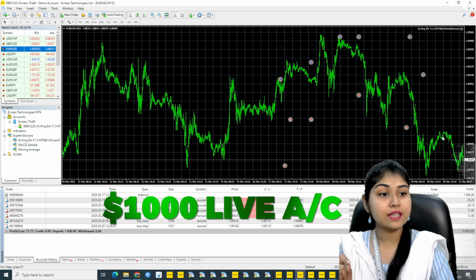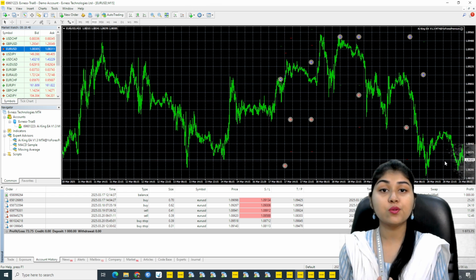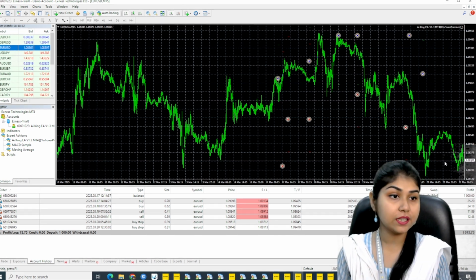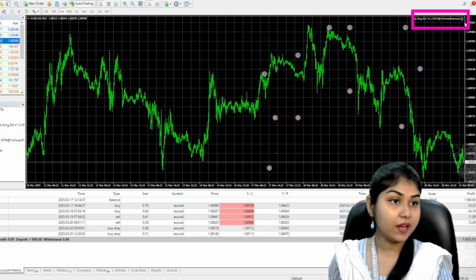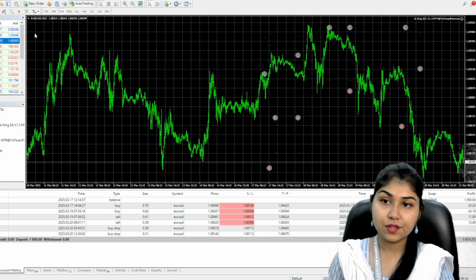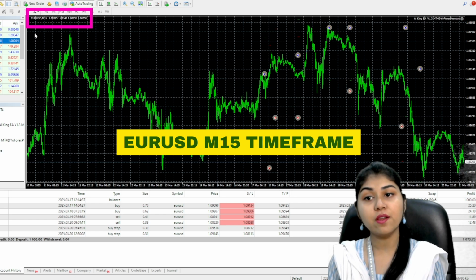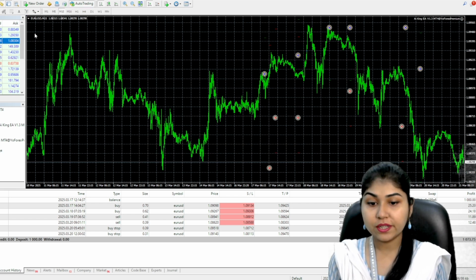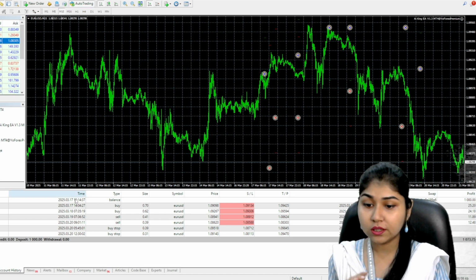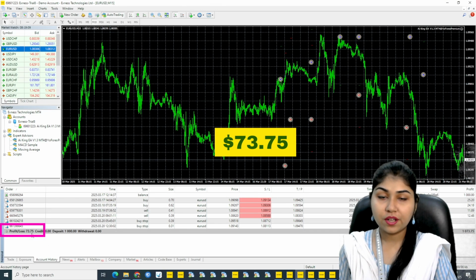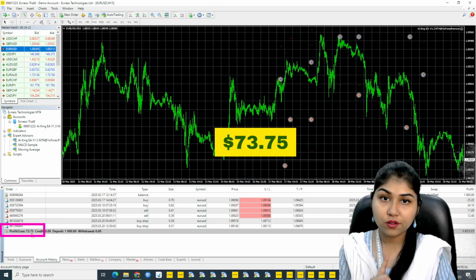And here you can see how this expert advisor's user interface looks. It has taken a lot of trades here, and we are running it on the prestigious EUR/USD pair, that is Euro against US dollar, with the M15 time frame as recommended. And I am having $73.75 of profit within the first few days.